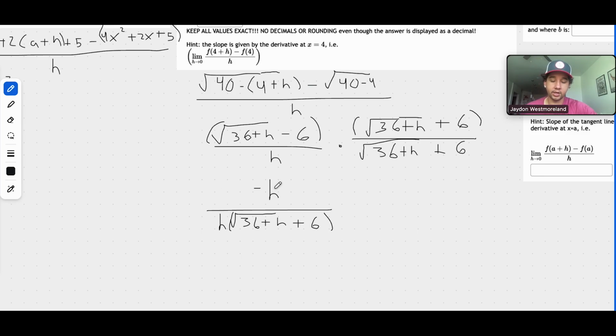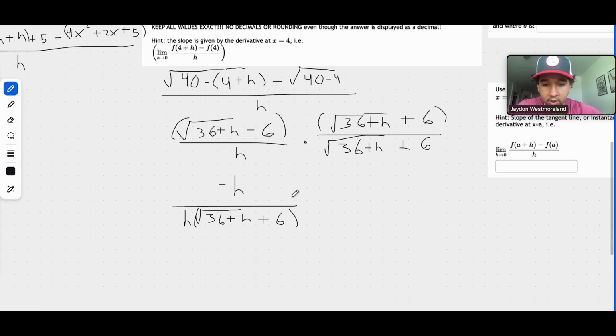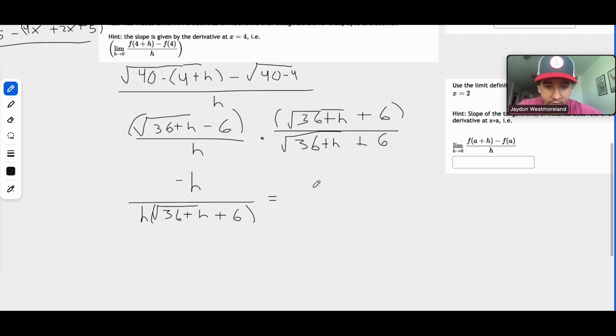Now notice the h and the negative h here are going to cancel out, leaving me with just negative 1 over the square root of 36 plus h, which I'm just going to plug in 0 now, right? The reason why I'm going to plug in 0 now is because now that I have eliminated the h out here, if I just have h approach 0 here, it's not going to make the denominator 0. It's actually going to be 6 plus 6, because 36 plus 0 is 36, square root of 36 is 6, which gives me negative 1/12.